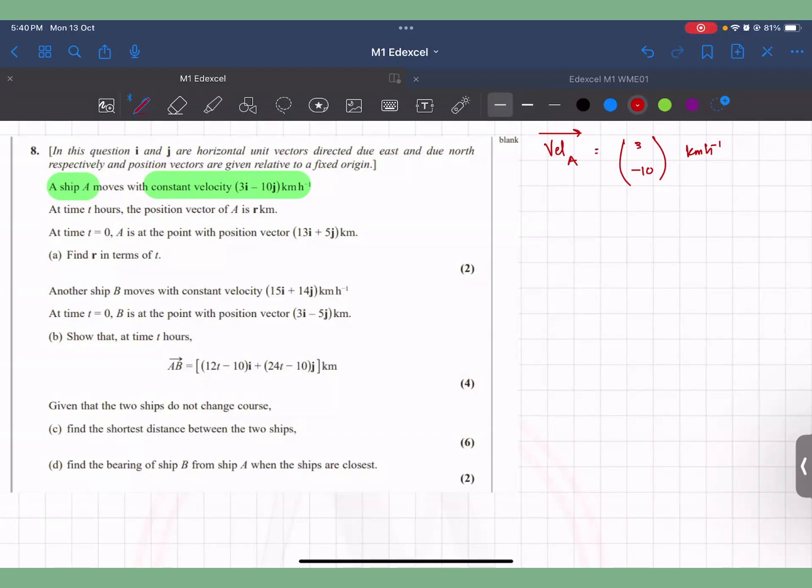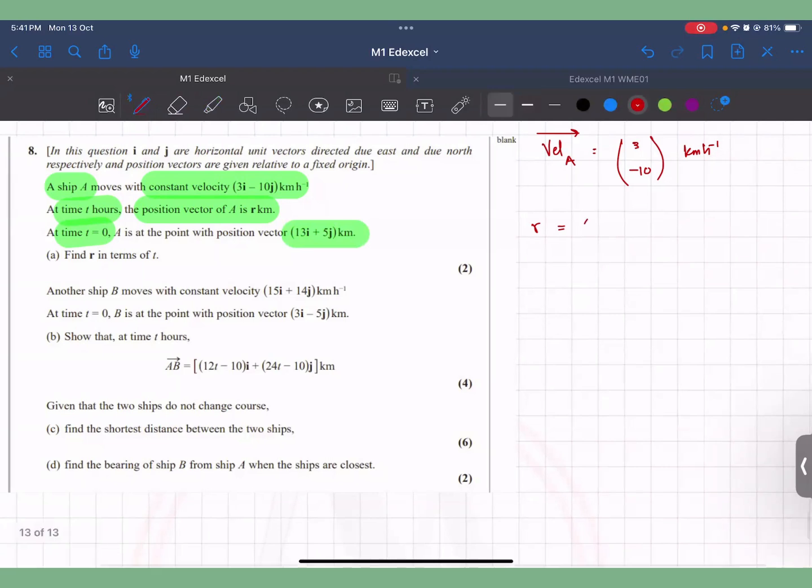Then at time t seconds, the position vector of A is R. So they are giving you time t. The new position vector of A is R. So we know the new position vector they're talking about. They're calling it R, the position vector. It is equal to the old position vector. We don't know the old position vector? Yes, we know. Here it is. At time 0, A is at the point with this position vector. So the old position vector is 13i plus 5j, plus the time times the velocity vector, which is 3i minus 10j.